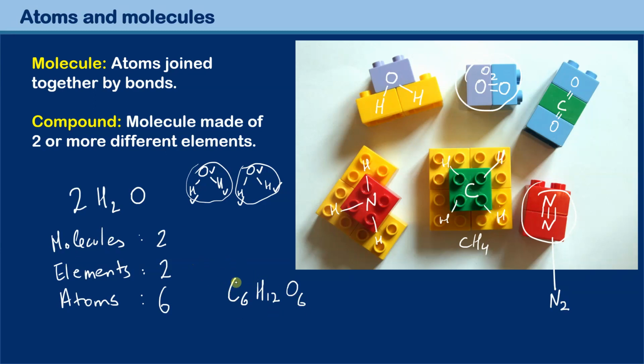How many different elements do you see? Well, for glucose, we have a carbon over here, 6 of them, a hydrogen over here, and oxygen over here. So we have 3 elements. It is 1 molecule. And how many atoms do I have? Well, if I have 6 carbons, 12 hydrogens, and 6 oxygens, so 6 plus 12 plus 6 is 24. 24 atoms. Okay, so that's it.